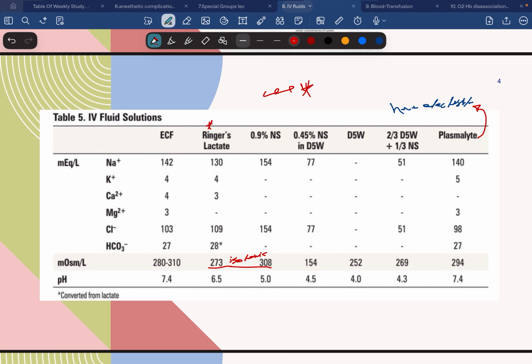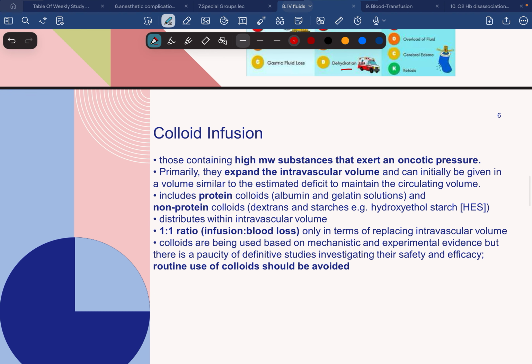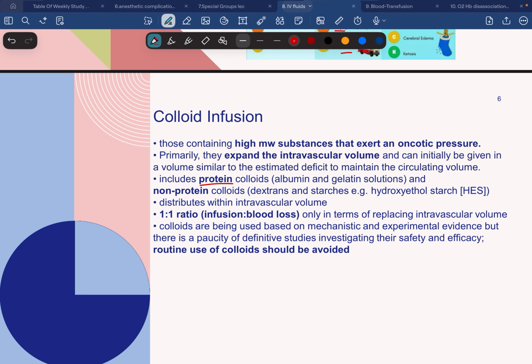Colloid infusions. What's the difference between the colloids and the crystalloids? Anyone? Proteins, doctor. Proteins. Good. But some of them are non-protein solutions. They have dextrans and starches.